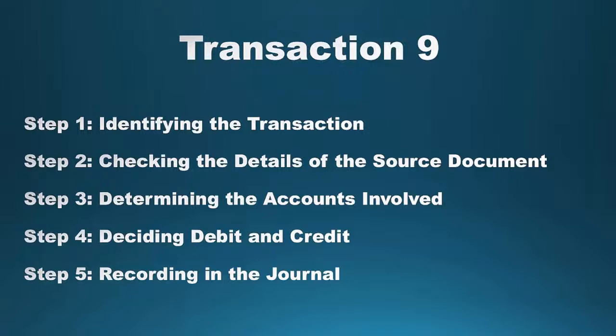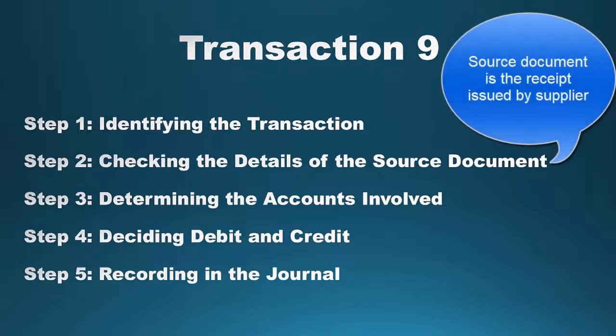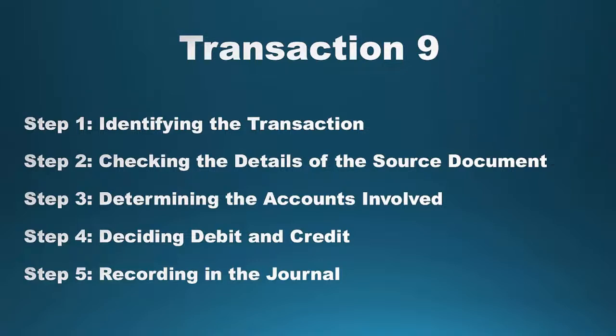Step 2. Checking the details of the source document. The source document for this transaction is the receipt provided by the supplier. This receipt confirms the date of the payment, the amount paid, $1,000, a reference to the original credit purchase, e.g., invoice number, and confirmation that the payment was made. Always verify the receipt details before recording the transaction.